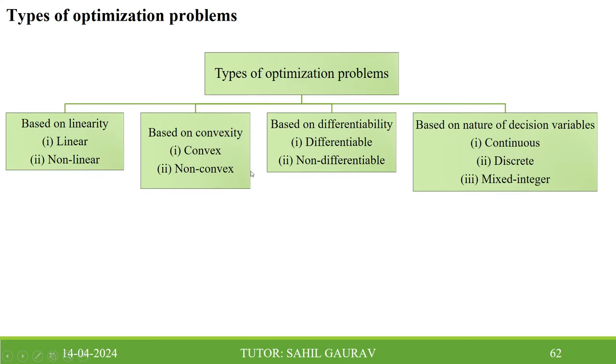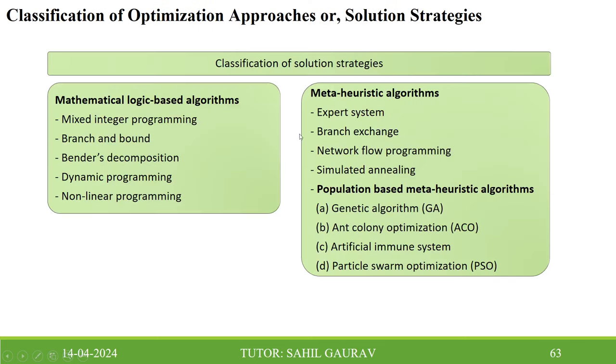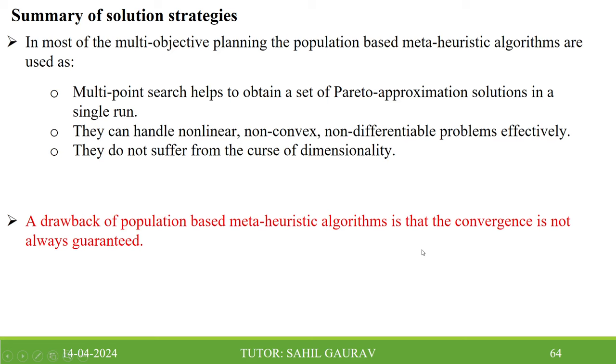Now there are various types of optimization problems based on linearity, convexity, differentiability, and decision variables. And next, how can we classify the solution strategy? We can classify it as mathematical logic based algorithms, which consist of mixed integer and branch and bound, and then meta-heuristic algorithms. And population based meta-heuristic algorithms are widely used because they have various advantages.